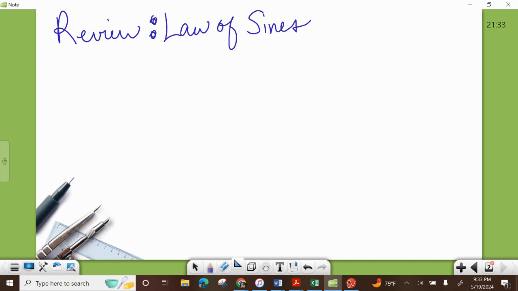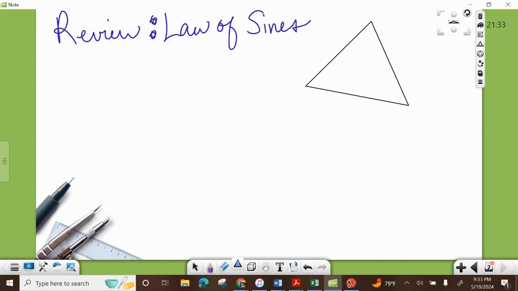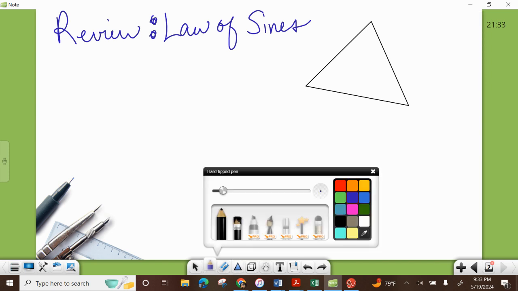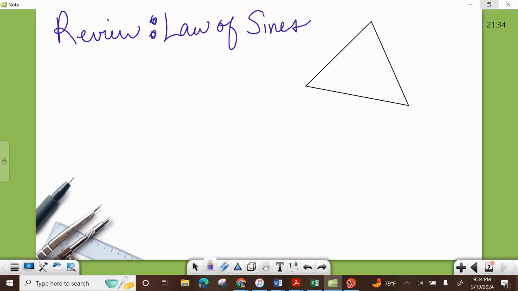Just to review the law of sines, let's say I have this ugly triangle here, and I want to find missing sides of this triangle. This is obviously not a right triangle. So let's say that this is angle A, this is angle B, and this is angle C. That's side A. Notice how I'm writing these: lowercase for the sides, capitals for the angles.